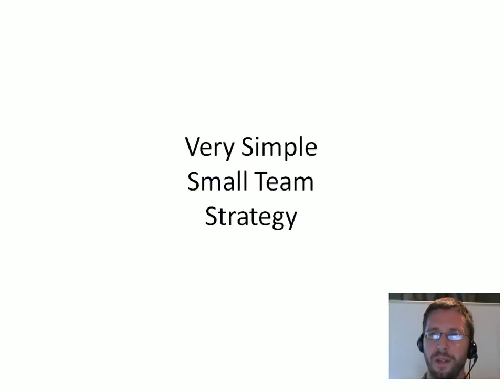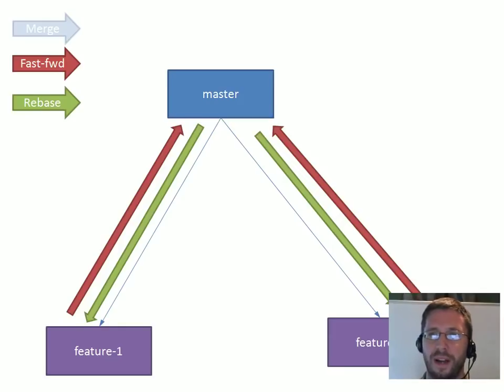Kind of on the other extreme is a very simple small team strategy, and this is what we're using right now. And the idea is you've got a master branch and feature branches, which on a small team are probably individual developers. A very simple strategy for this is when it's light on process and there's not a development or test environment. When your features are ready for production, master still reflects the production state. When they're ready, you would fast forward.